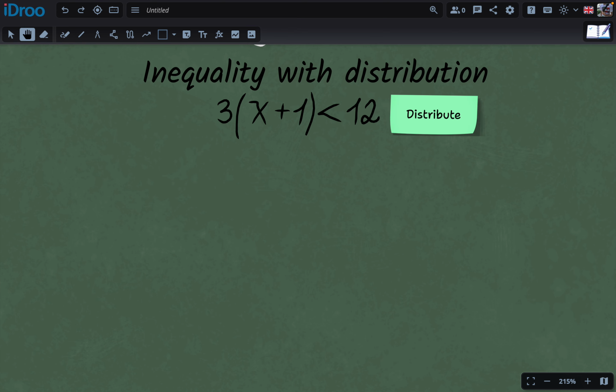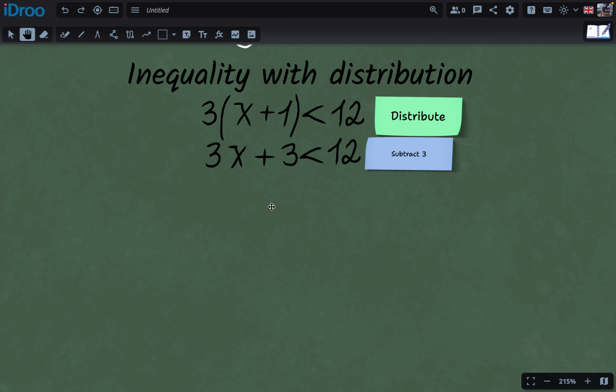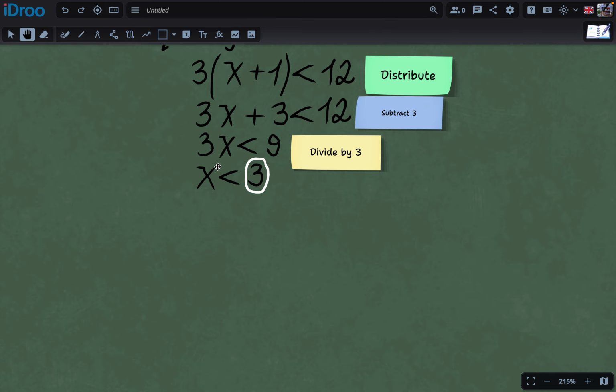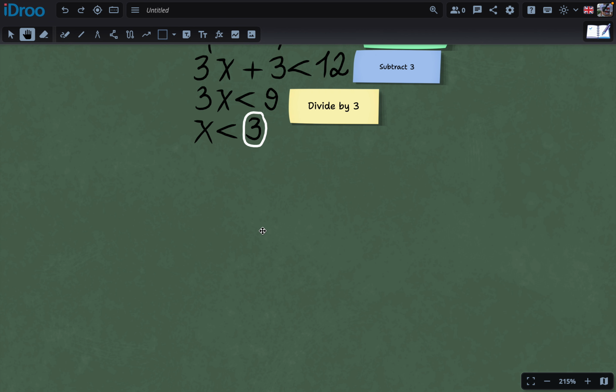Inequality with distribution. To solve it, we need to first of all distribute. Here we get 3x plus 3 less than 12. We subtract 3 from both sides, and here we get 3x, and we divide both sides by 3, and here we get the value of x, which is less than 3. It can be any number, but less than 3.